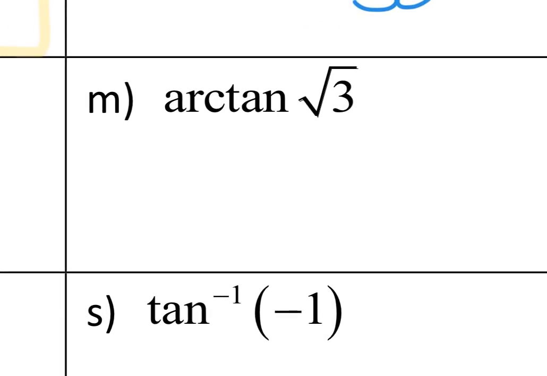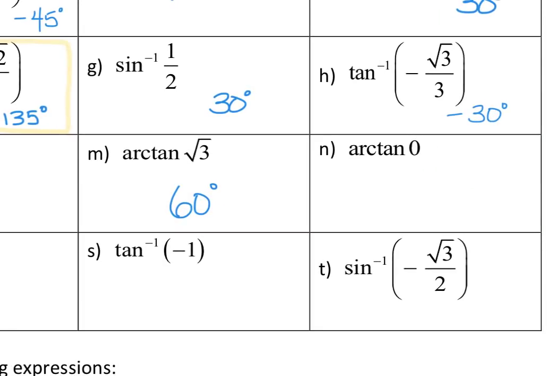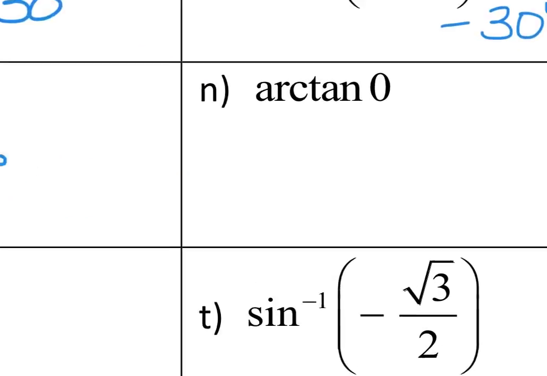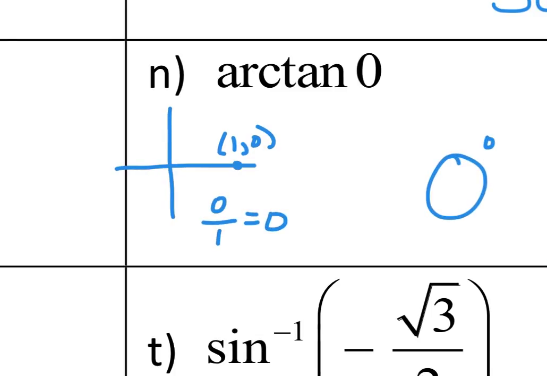Arctangent of radical 3: tangent of 60 equals radical 3, and so inverse tangent of radical 3 is 60 degrees. Arctangent of 0, again, if you're looking at your ones and zeros, remember that tangent is sine over cosine. The 0 is your sine, the 1 is your cosine, and 0 over 1 equals 0. And so arctangent of 0 is 0 degrees.